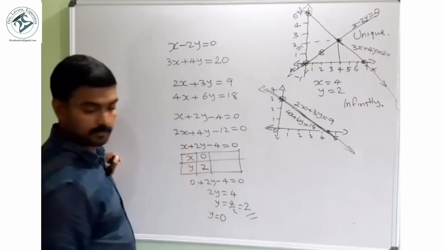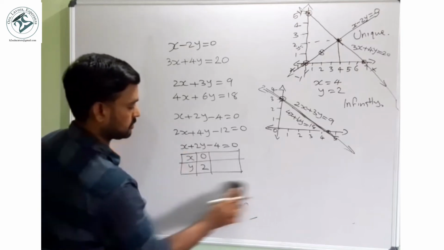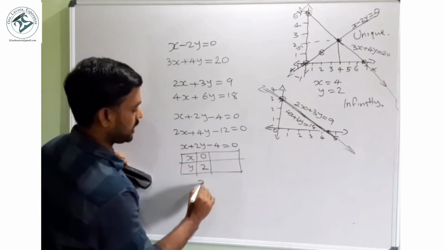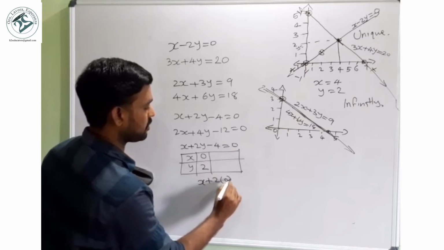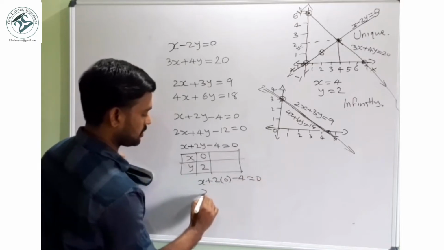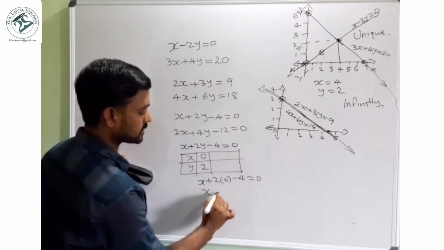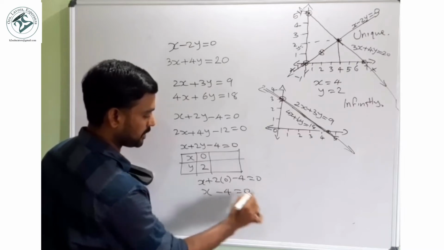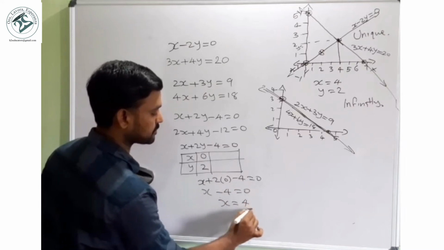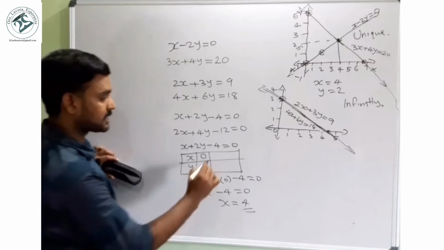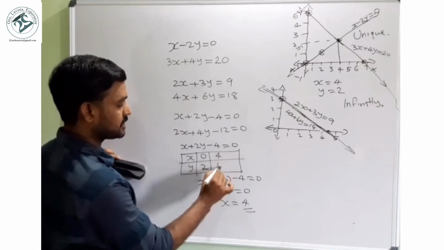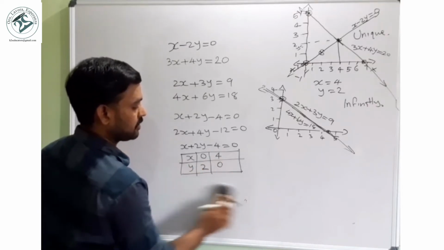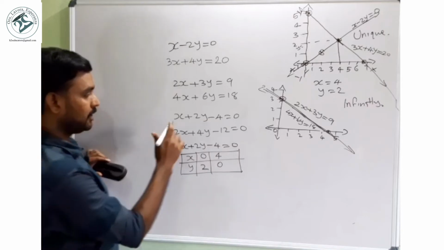So this equation will be x plus 2 into 0 minus 4 is equal to 0. x plus this all will be 0. So x minus 4 is equal to 0. Minus 4 transposed to that side, it will be plus 4. 0 plus 4, so x is equal to 4 when y is equal to 0. So we got the first table. Now the second table.